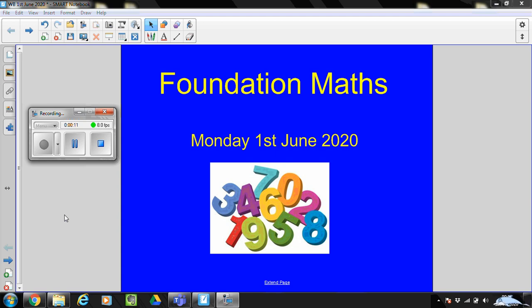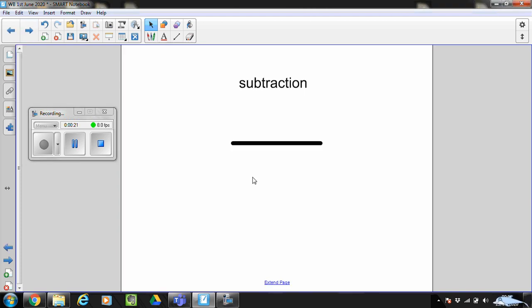This week in maths we are going to be looking at subtraction. Before half term we were looking at adding, and this week we are going to be looking at subtracting. Here we have the subtraction symbol which we are going to be using in our number sentences this week. You may have heard of subtraction as taking away or minus, and we're going to be looking at what that looks like today.